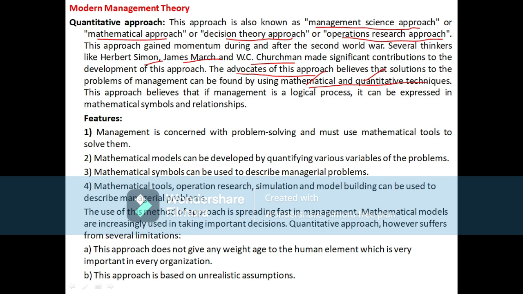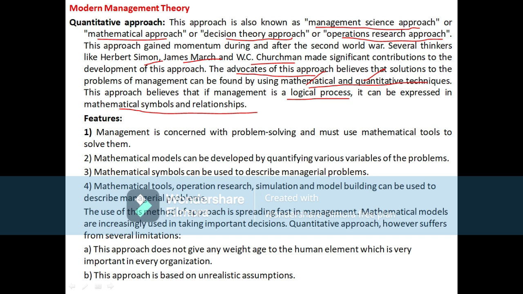This approach believes that if management is a logical process, then it can be expressed in mathematical symbols and relationships. So that's why they have given this quantitative approach theory. We all know that mathematics has made inroads into all disciplines. In every subject we will see mathematics.